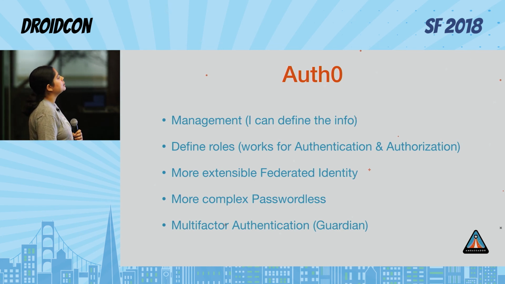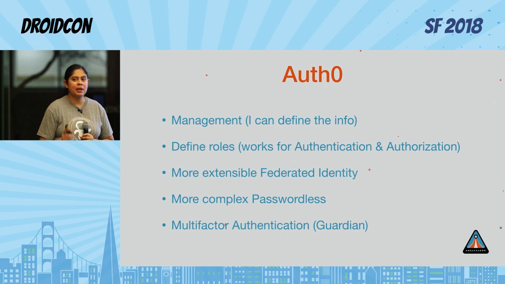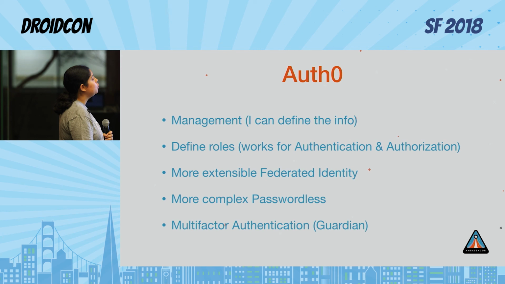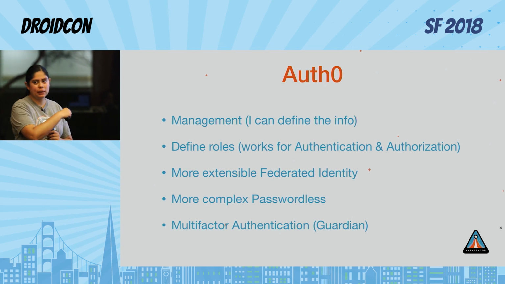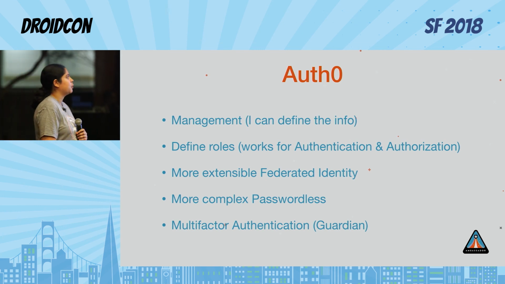So with Auth0, we can define all the information that we need about our users. Another thing is that we can choose whether we save this information fully encrypted in a database of Auth0, or I can choose to save it in one of my databases. We can define roles. This is for dynamic permissions, and this is something that we can do for each user or define more extensible roles. We have a more extensible federated identity and more complex passwordless, and the multi-factor authentication Guardian, that is the video that I showed you before.